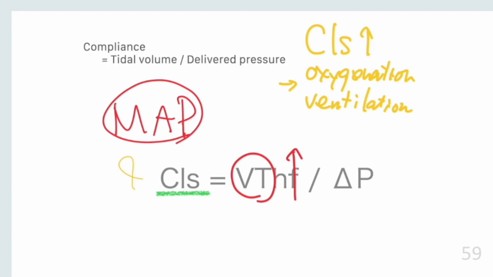There is a lot of information hidden in this formula. Relation between MAP and compliance, as well as tidal volume and amplitude. I believe that constant awareness of these relationships will lead to better ventilatory management.